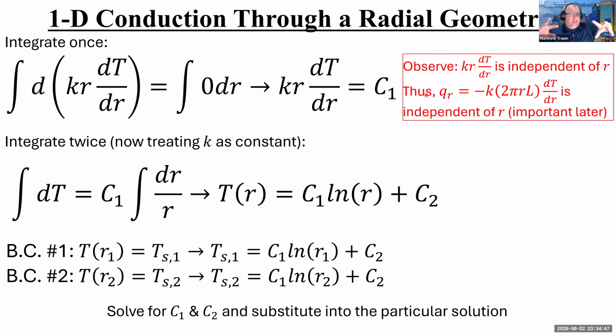So that's me just keeping the k in there so that you can see that this happens, so that we realize that this Q sub R is independent of R, and we're going to end up using this later on. But I wanted to just show you and point it out here.